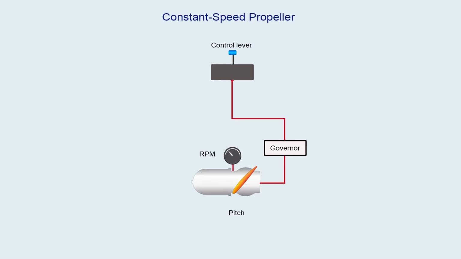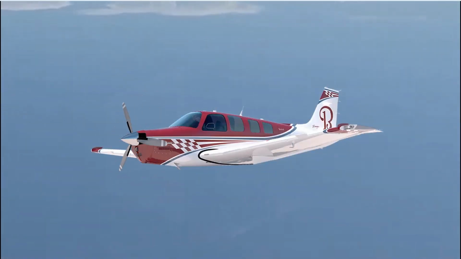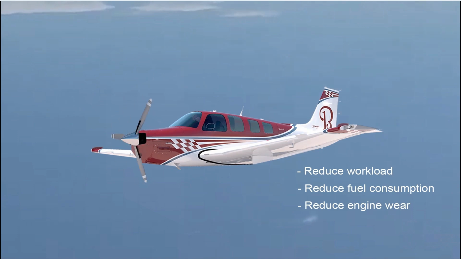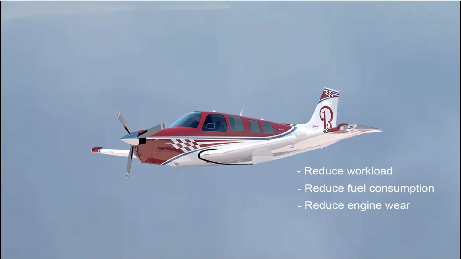A constant-speed propeller automatically adjusts the blade pitch to maintain a selected engine RPM, no matter the flight condition. It uses a governor to increase or decrease blade angle as needed, optimizing both performance and efficiency. At low speeds or high power, the blades move to a fine pitch for better acceleration and climb. At higher speeds or during cruise, they shift to a coarse pitch to reduce engine RPM and save fuel. This system gives pilots better control over engine performance while reducing workload, fuel consumption, and engine wear. It's widely used in modern general aviation and commercial aircraft.